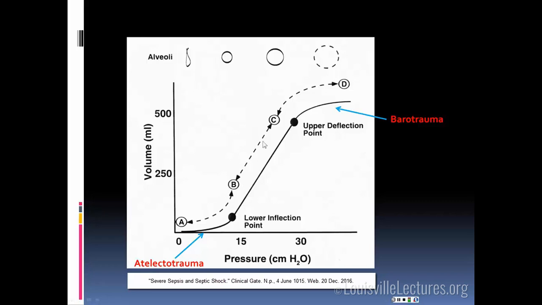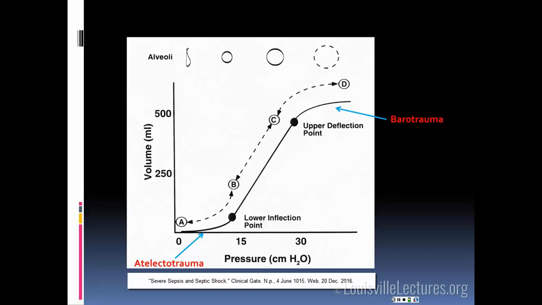Above this lower inflection point, then you have an area of good compliance, and then above the upper deflection point, again, you have an area of a lot of change in pressure for very little change in volume, so an area of low compliance. Below the lower inflection point, what you're going to be getting is a lot of atelectrauma, so the opening and closing of the airways release inflammatory cytokines. Above the upper deflection point, you're going to get barotrauma and volutrauma. So where you want to ventilate the patient is between the lower inflection point and the upper deflection point, between these 2 points.